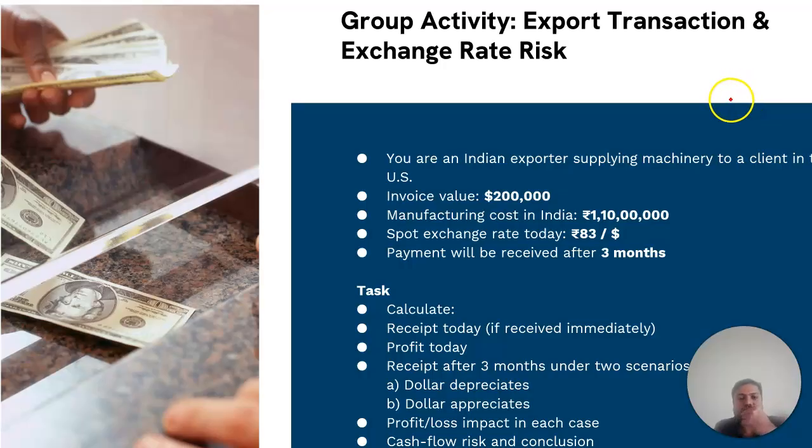All right, so let's take a small example, the same example we discussed in the class. The invoice is 2 lakh. Manufacturing cost is 1 crore 10 lakhs, and the current rate is 83. You will receive the payment at the end of the third month. So we need to calculate a couple of things. If you are going to receive the payment, how much are you going to receive today, and what is the profit which you're going to make if it is executed today or sometime later. So let's see that.